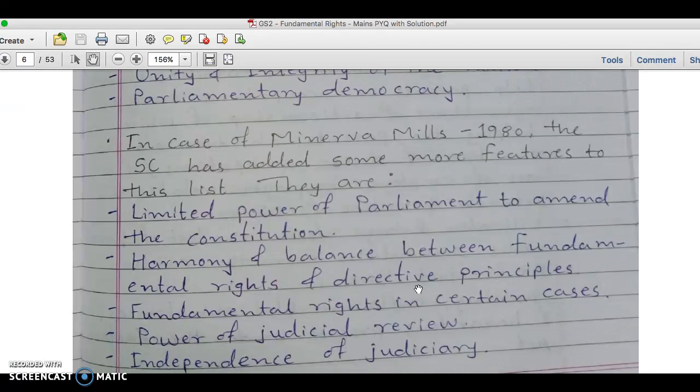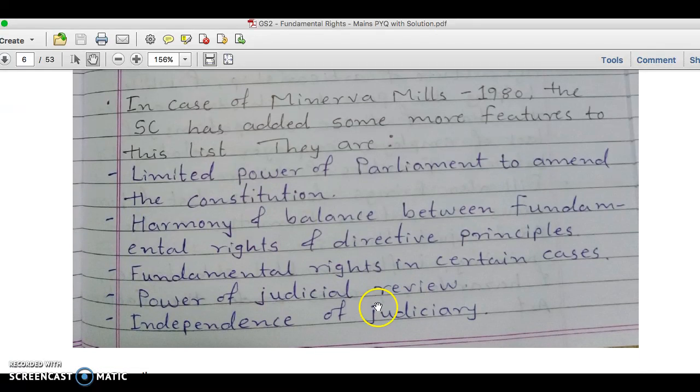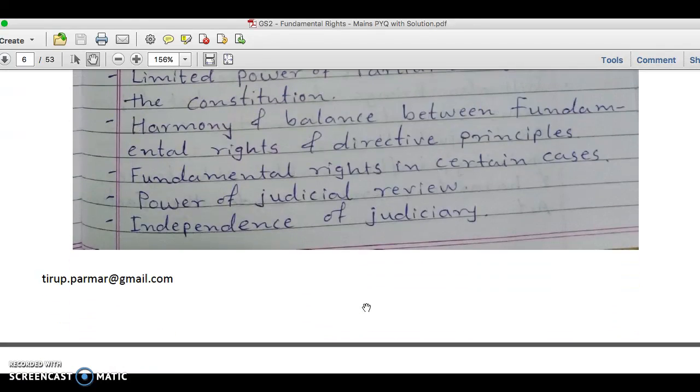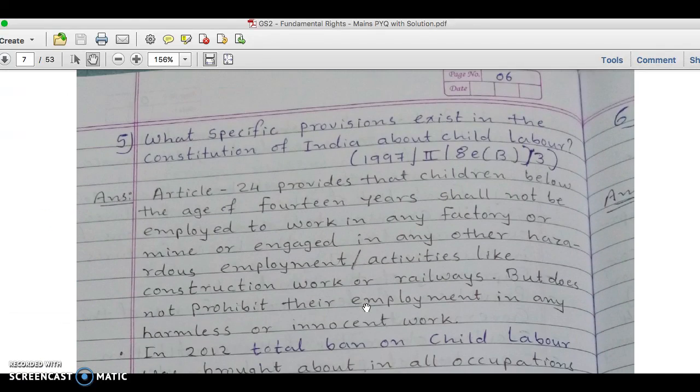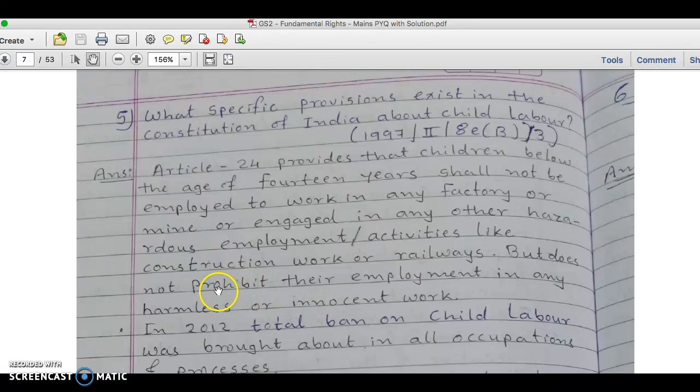Fundamental rights in certain cases, their power of judicial review and independence of judiciary. So these are the few points which I've added. Now, before starting the discussion with this point, I'll give you a few points.